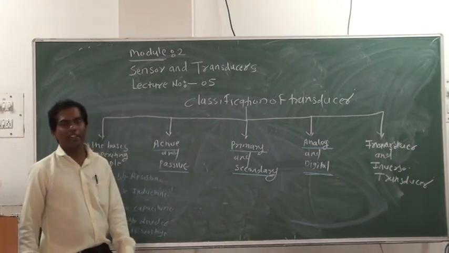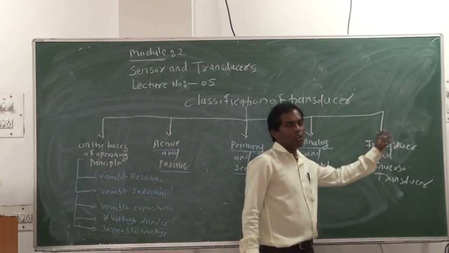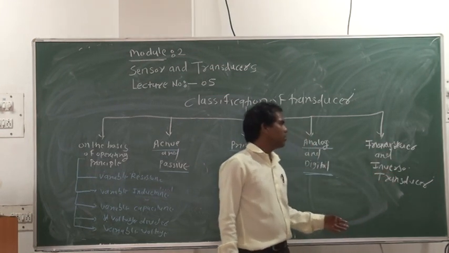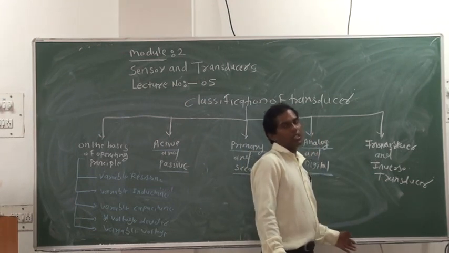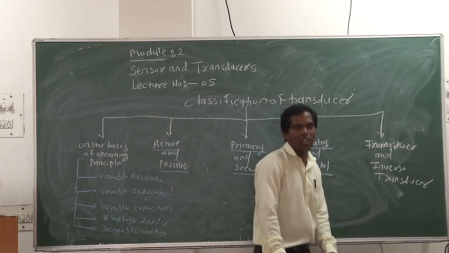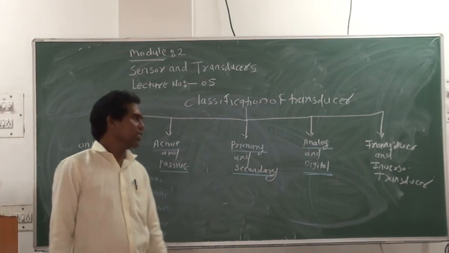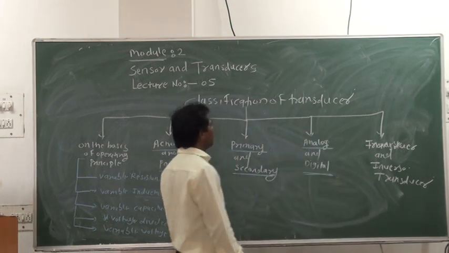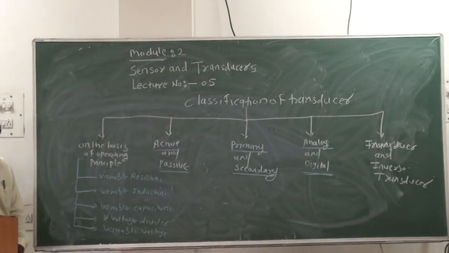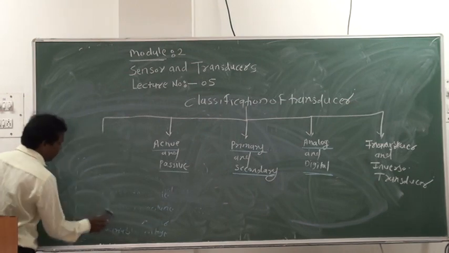Then transducer and inverse transducer. Similarly, which converts a non-electrical quantity into electrical signal, that is called your transducer. And the second one is the inverse transducer, which performs the reverse operation of the transducer, meaning it converts an electrical signal into mechanical energy. That type of transducer is called your inverse transducer. So these are the basic classification of the transducer. Now we are going to the difference between sensor and transducer. Then we go to the active and passive transducer.